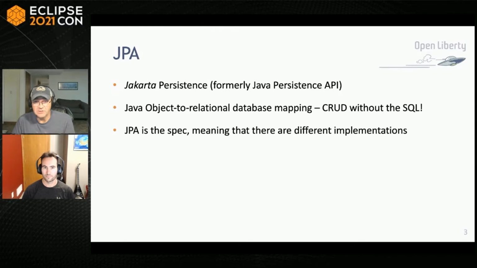JPA is a spec, so it's a specification, meaning that there are different implementations. So the idea here is that you could code to a set of APIs or the specification that's written, but then you might use an implementation like Hibernate one day, but then switch to another implementation like EclipseLink or OpenJPA tomorrow. And the whole idea is that you should be able to write the code once and run it anywhere. So servers like OpenLiberty, which is what we're going to be talking about a little bit in this presentation, include not only the APIs, but usually include an implementation so that your user application doesn't have to package the implementation or the APIs that come with the server.